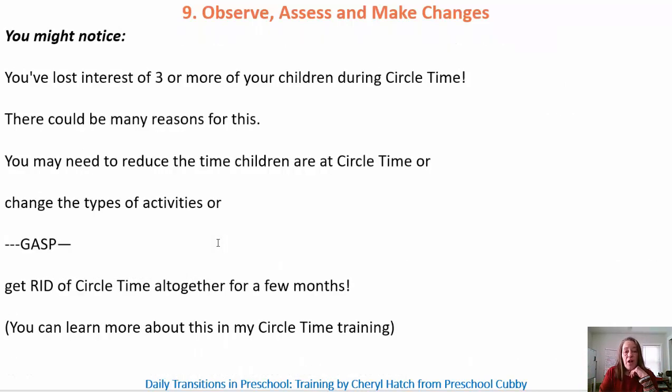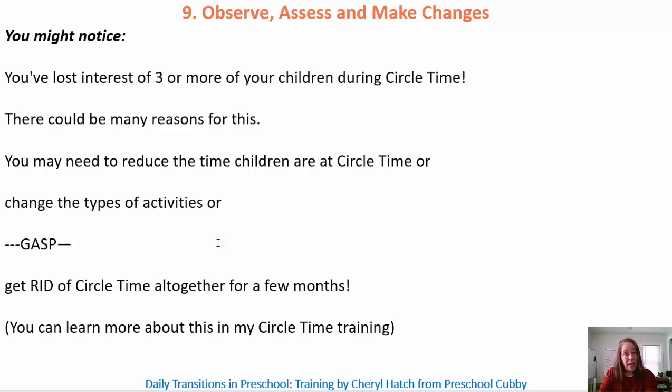You might notice that you've lost the interest of 3 or more of your kids during circle time. And if you've only lost the interest of 3 kids, hats off to you. That's really a great ratio. This could happen for many, many reasons. You may need to reduce the time at circle time. You might need to change the types of activities, or you might need to get rid of circle time altogether for a few months. Remember my story about the cold.